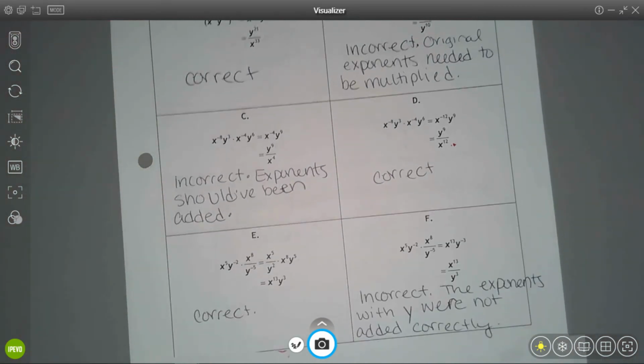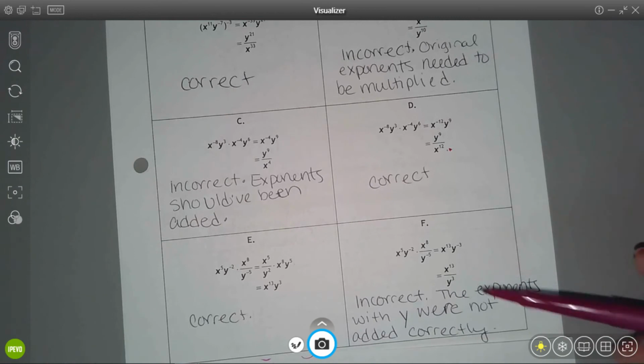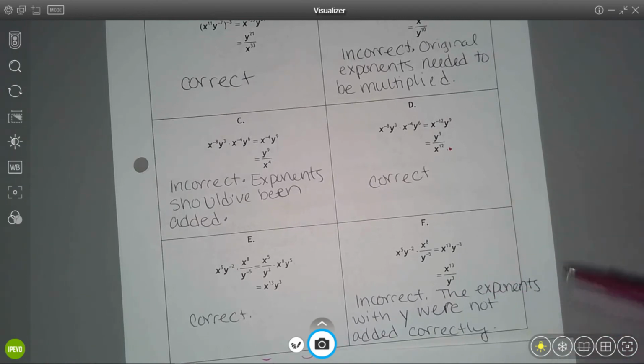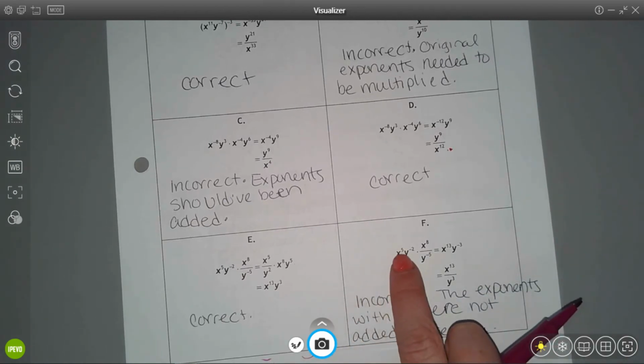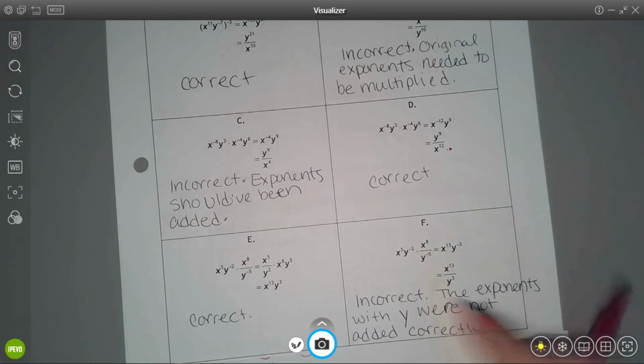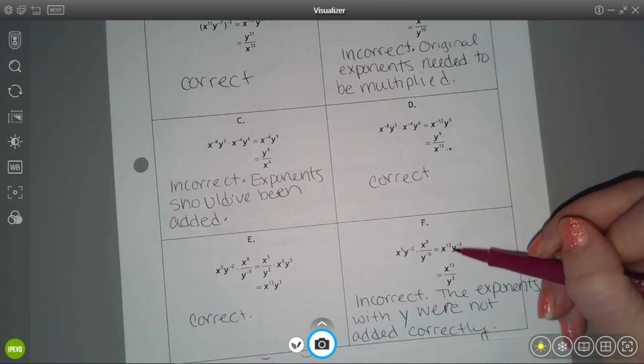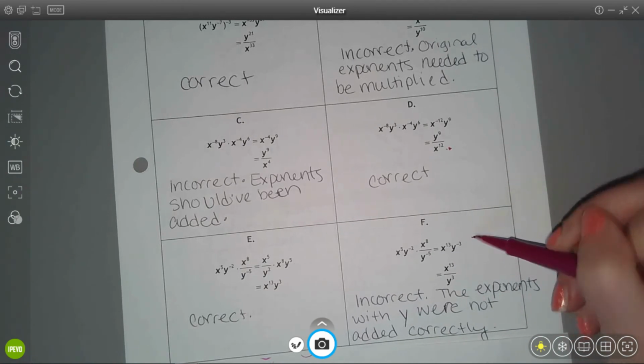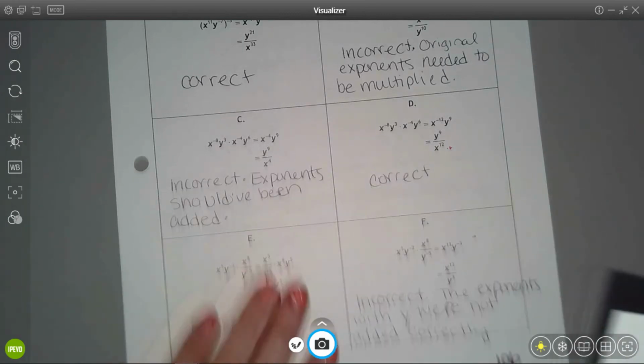And then lastly, part E, E and F. F is the incorrect one. Why? Because the exponents with the Y were not added correctly. Okay. The X's were fine. 5 plus 8 is 13. But I have -2 and -5. Well, again, guys, if we put these the other way around, I end up with a y to the third on top. Okay.